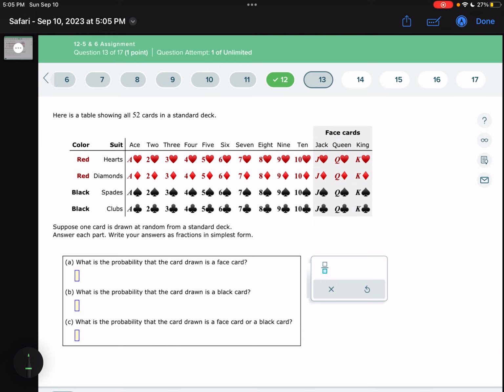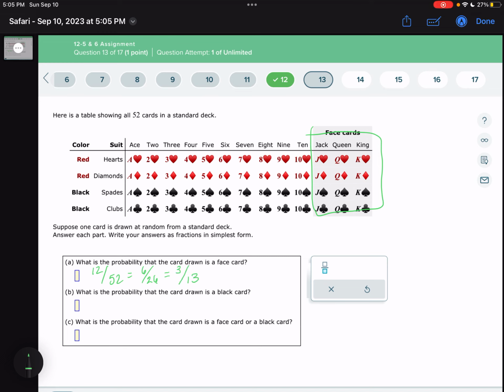All right, so probability that we get a face card. So here are our face cards. There are 12 out of 52. We can simplify that. Half of 12 is 6. Half of 52 is 26. We can keep going. And 13.